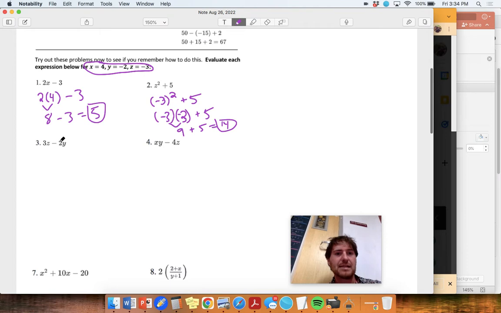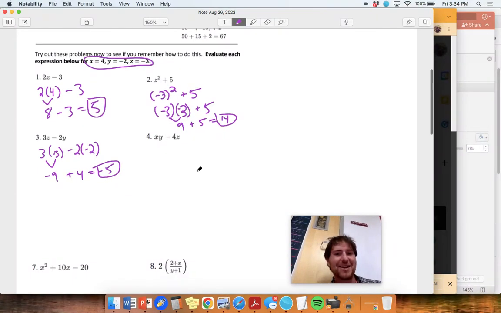Here we have 3z minus 2y. So now I got to plug in -3 for z. And I'm going to plug in -2 for y, and I'm going to go ahead and evaluate here. And positive times a negative is a negative product. Negative times a negative is a positive product. So I got -5 for this one. Hopefully I'm right. I'm not checking my answers necessarily.